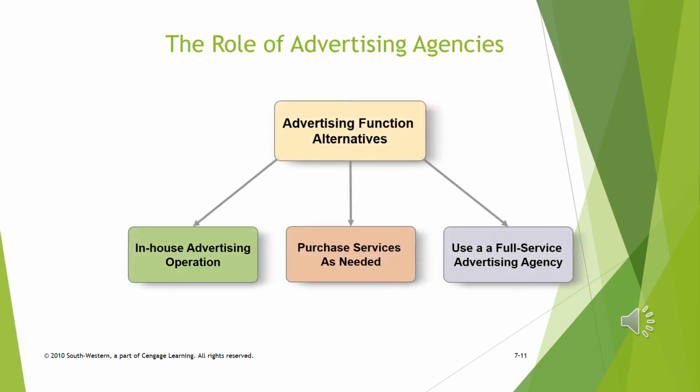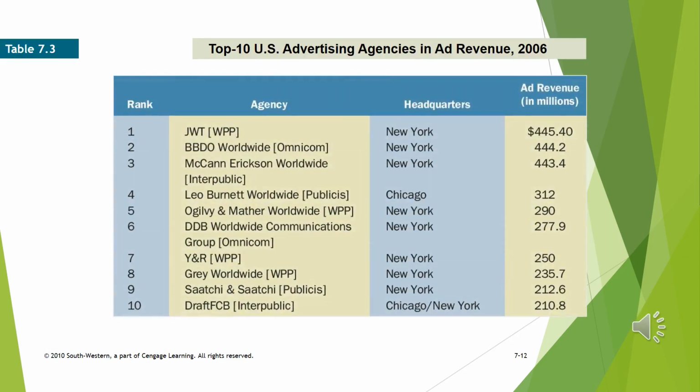The role of advertising agencies. There are 3 advertising function alternatives, which are: in-house advertising operation, purchase services as needed, and use a full-service advertising agency. This is the top 10 U.S. advertising agencies in ad revenue, 2006.